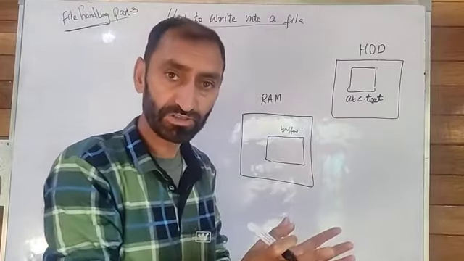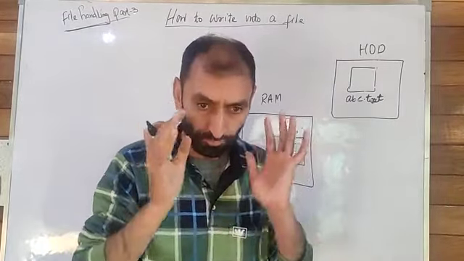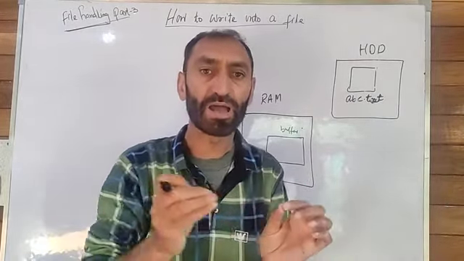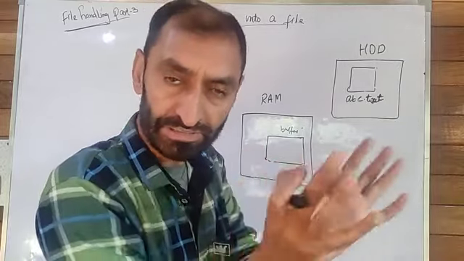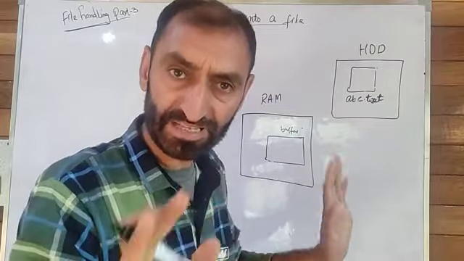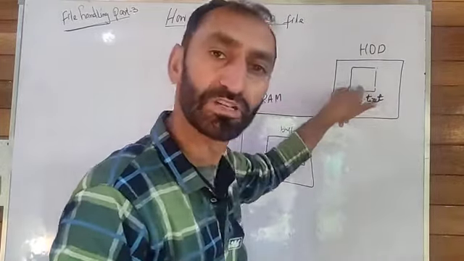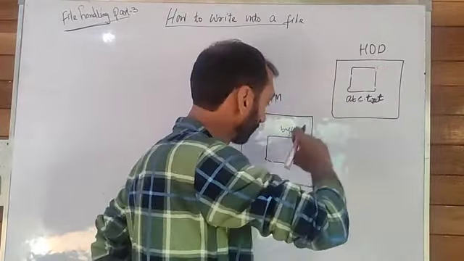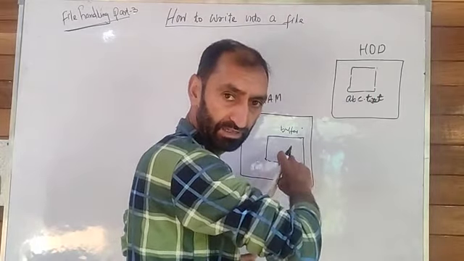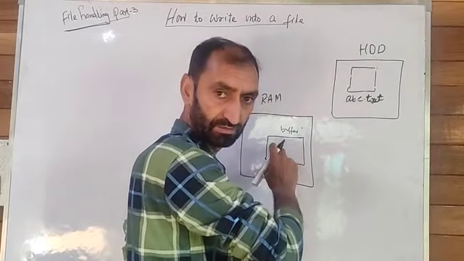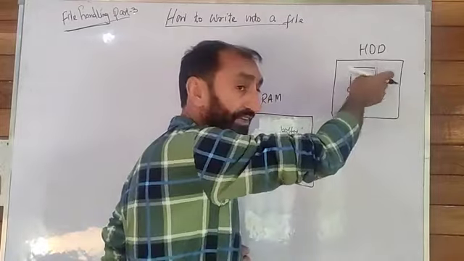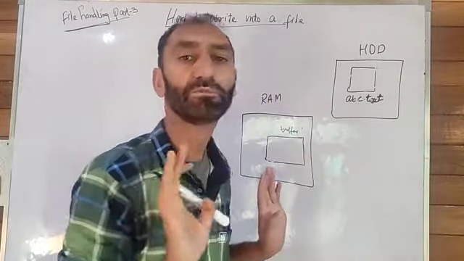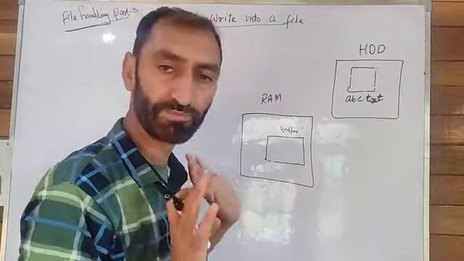There are 2 cases whenever we open the file, and we can create a file by using the file open function. Either the file already exists. If the file already exists, the copy of that file is going to be loaded into the main memory, in the buffer, in the RAM. And if the file does not exist, then first we have to create the file, and then its copy is going to be loaded into the main memory.